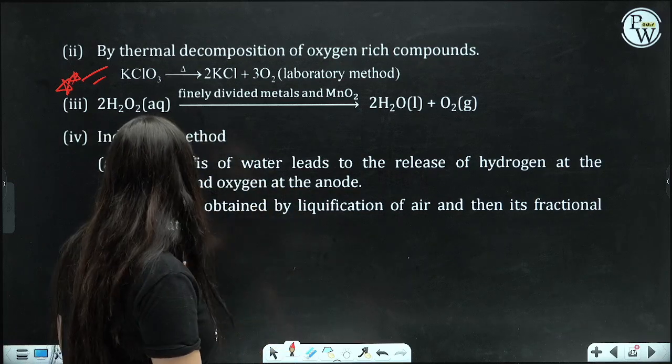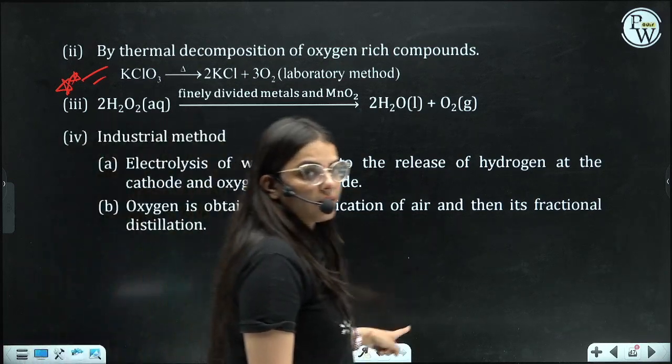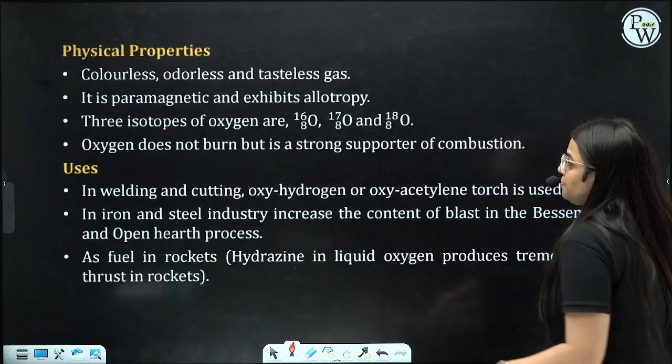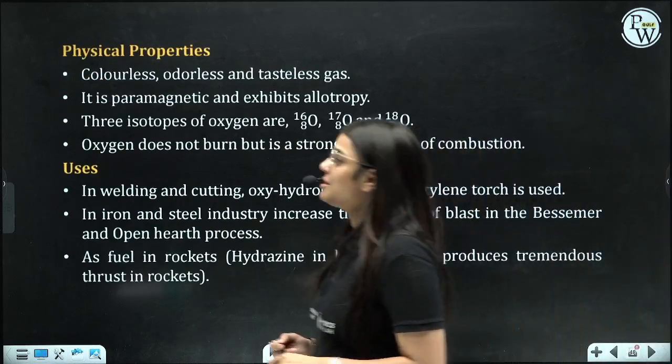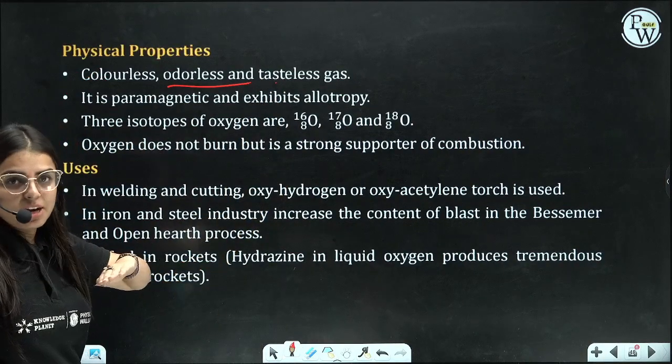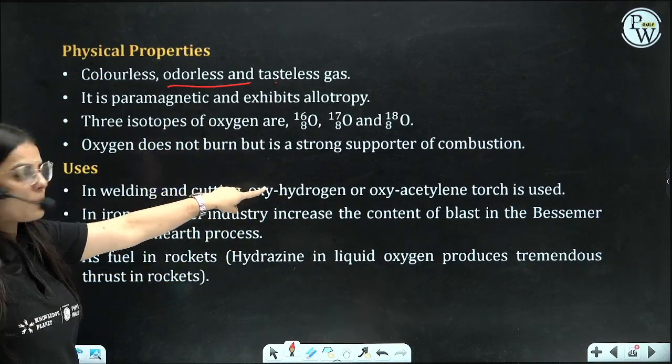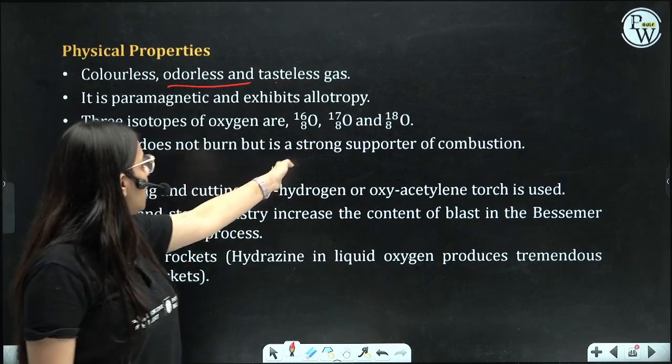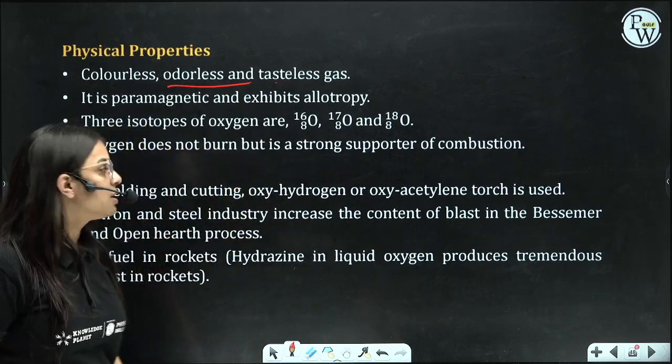Hydrogen peroxide, right? And industrial methods are also there. Industrial methods also you can apply. Then comes physical properties. It is a colorless, odorless, tasteless gas. It is paramagnetic, exhibits allotropy. It has these isotopic forms, and it does not burn because it is a strong supporter of combustion.